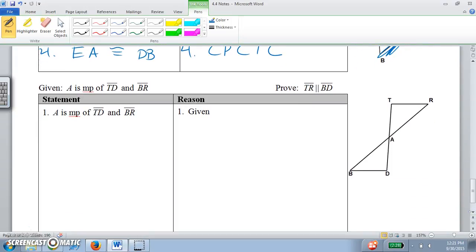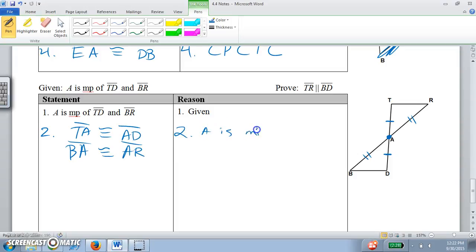Last one, A is the midpoint of TD. So if A is the midpoint of TD and BR, so A is the midpoint of both of these, then we can say that this segment is congruent to this segment. So we need to state that. So TA congruent to AD. We can also say that BA is congruent to AR, since A is a midpoint of both of those segments. So midpoint, A is a midpoint, or definition of a midpoint.